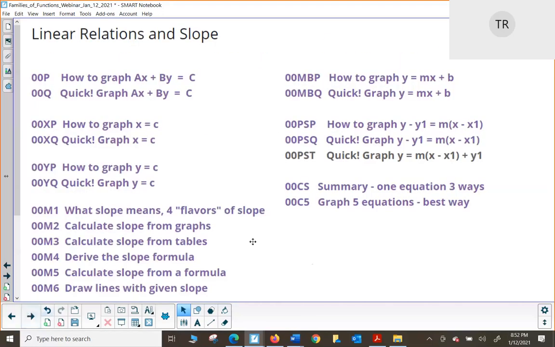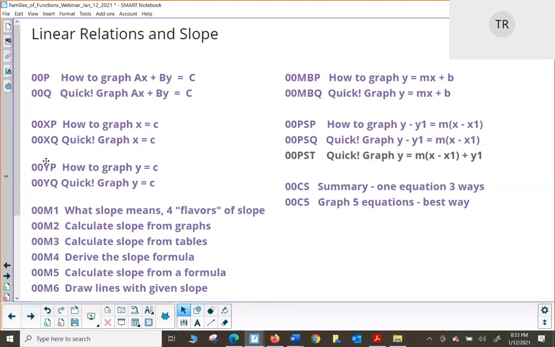So this is the linear relations and slope. And I want to talk a little about what it is and then show it to you. But the parent function, we decided to be the standard form. So we explain how to graph that, and we do it both with table and x-intercepts and y-intercepts. And then we do it quickly both ways, okay? We also treated x equals a constant there and y equals a constant there, okay?